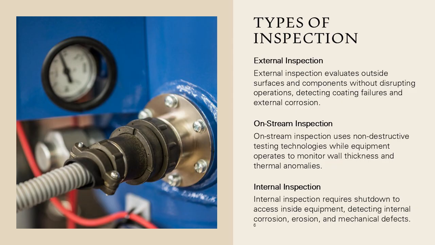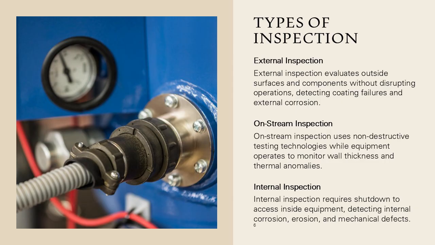This section provides an overview of the three major categories of inspection used in pressure equipment integrity management: external, on-stream, and internal. It explains that external inspection focuses on evaluating outside surfaces and components while equipment remains accessible externally. On-stream inspection involves the use of non-destructive testing, NDT, technologies while equipment remains in operation, and internal inspection requires opening, cleaning, and physically accessing the inside of equipment during shutdown.